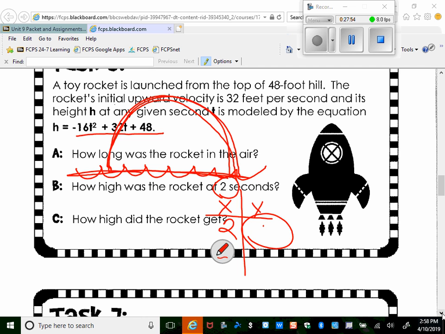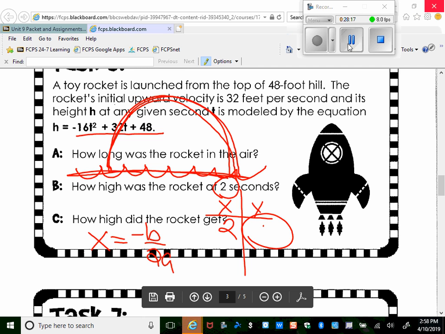How high did the rocket get? The y value of the vertex, exactly. But in order to get y, you must know what? The x value. How do you get x again? You do the axis of symmetry. Axis of symmetry, exactly. All right, guys. Good job.